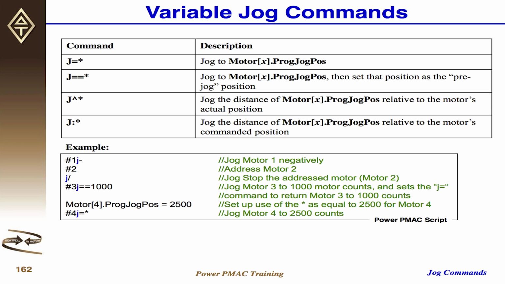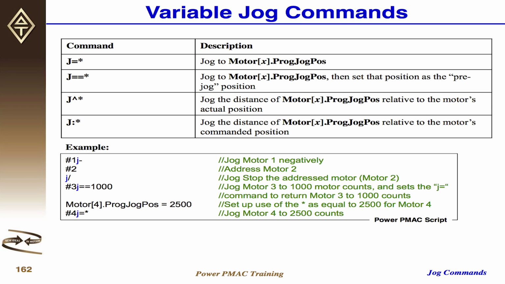In addition to those, there are some variable jog commands. These all use the motor x.prog jog pause register. It's just a register. You define it and set it equal to any value you want. Once you have it equal to that value, you can use the asterisk character as entering in that value. Whenever PMAC sees j something and then that asterisk, it replaces that asterisk with the value stored in the prog jog pause register. So set motor.prog jog pause equals 500, then you can issue j caret asterisk, and that'll be j caret 500, j colon asterisk, j colon 500.